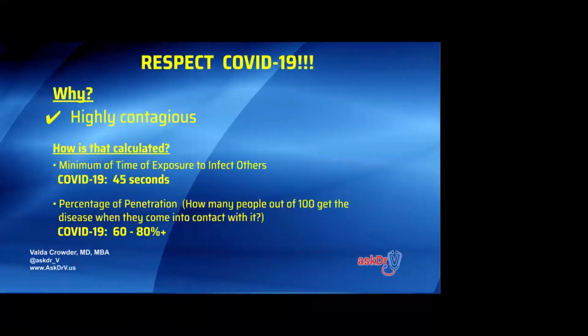The other thing about it is it's highly contagious. So how is contagiousness actually measured? It's calculated by the minimum time of exposure that you need to get an infection. For COVID-19, it's 45 seconds. Then also, what is the percent penetration? Basically, if I had 100 people who were exposed to it, how many people would actually get the disease? When you look at something like influenza, that number's down around 20 or 30. When you look at COVID-19, it's up around 60 to 80%.